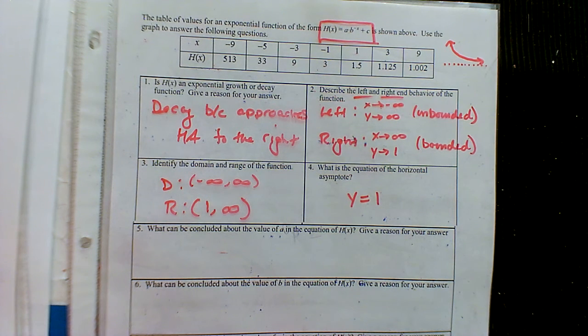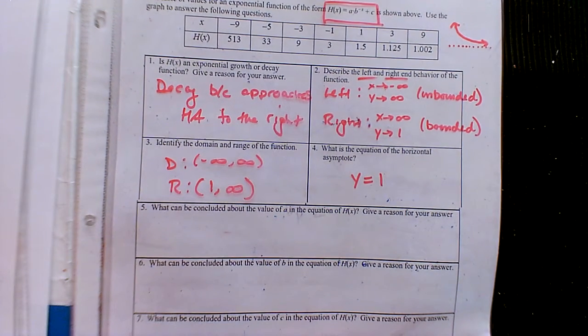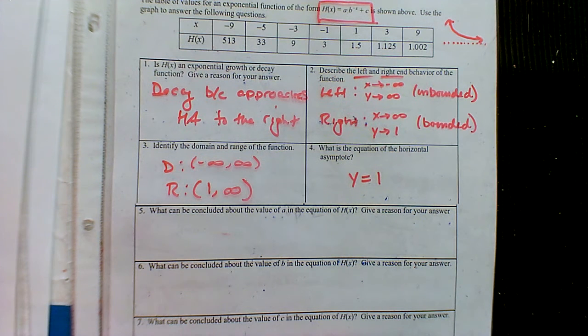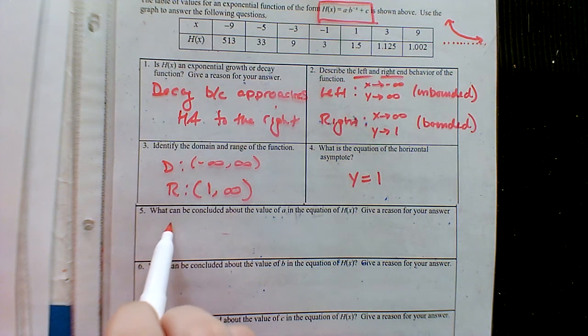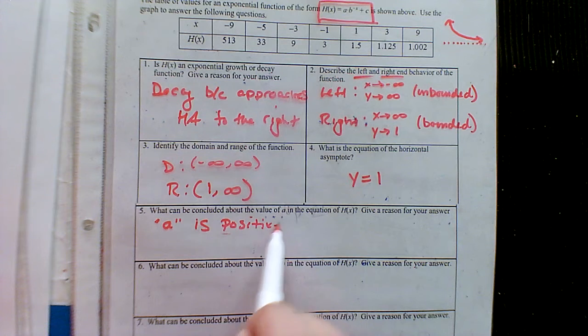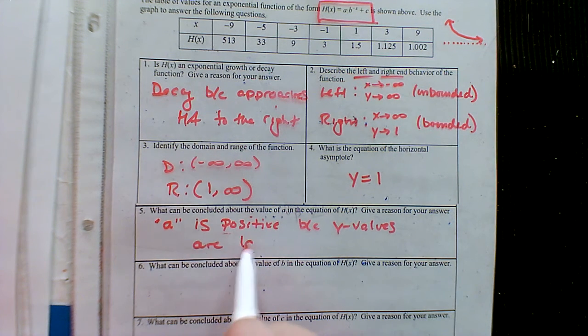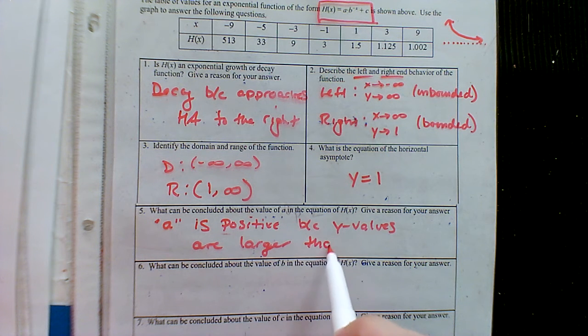How are we doing so far? Good. All right, what about 5? What can be concluded about the value of A? So if you pay close attention, they're not asking you to find it. Okay, they just want you to tell us something about it. What can be concluded about the value of A? What do you think? It would be positive since y values are greater than the horizontal asymptote. There we go. A is positive because y values are larger or higher than the horizontal asymptote. Looks good.